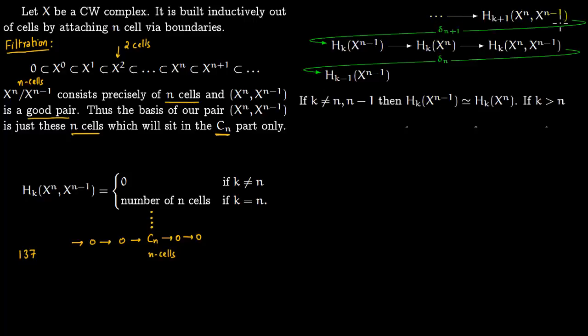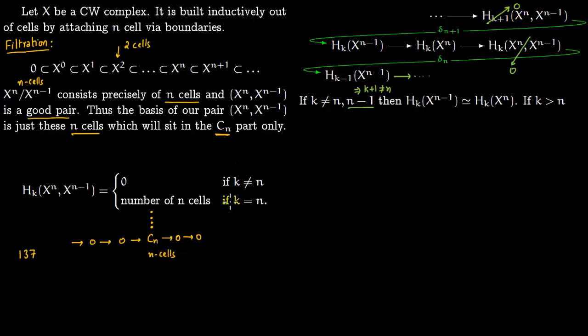Now consider the long exact sequence of our pair. It keeps going on. Now if k is not equal to n, then look at this term. This will be 0 because k is not n. Use the result here: if k is not n minus 1, then k plus 1 is not n. So since k plus 1 is not n, these two indices are not matching, and this will again be 0.